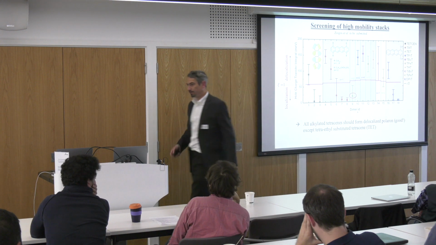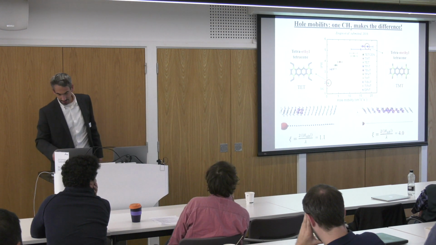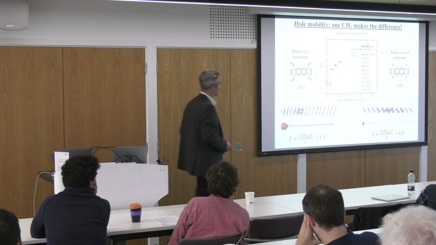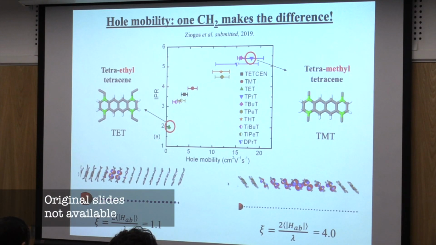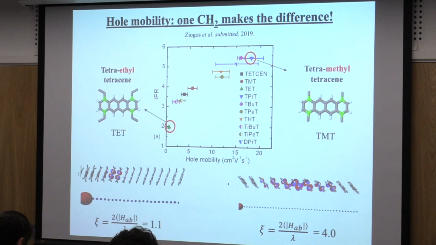And if you do the non-adiabatic dynamics, then this is exactly what you see. What I call bad here is just 2, right? But it's bad compared to the other ones that we predict here. We predict that this one actually has 5 or 5.5 square centimeters per volt second. And what you see here is a correlation, again, between the IPR, the delocalization of the polaron, and the mobility. And here you see a very nice linear correlation.